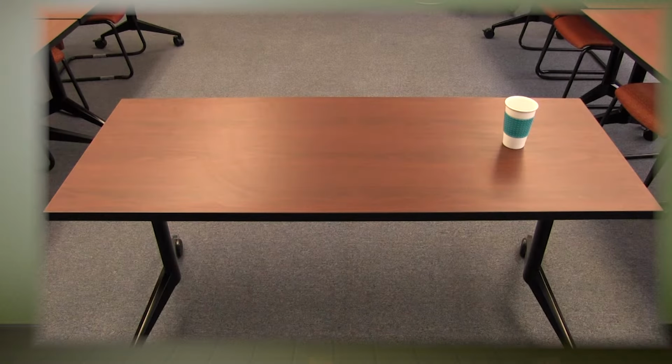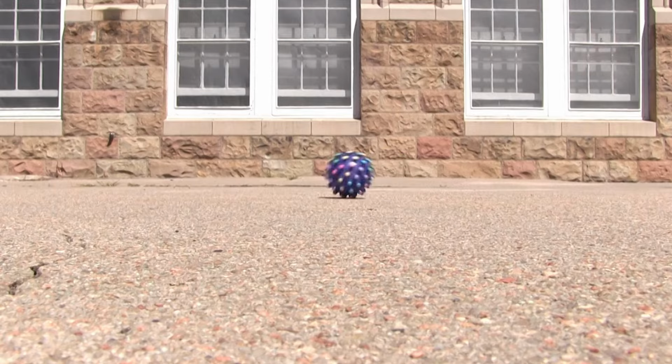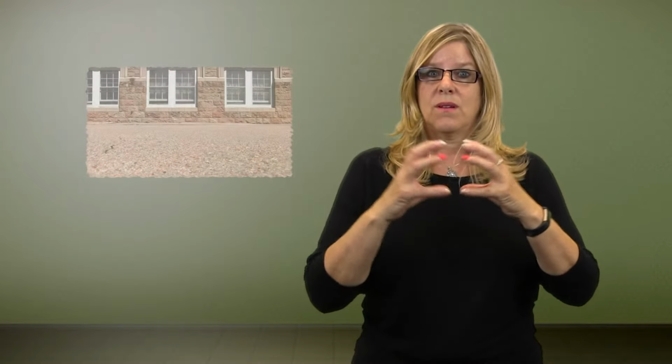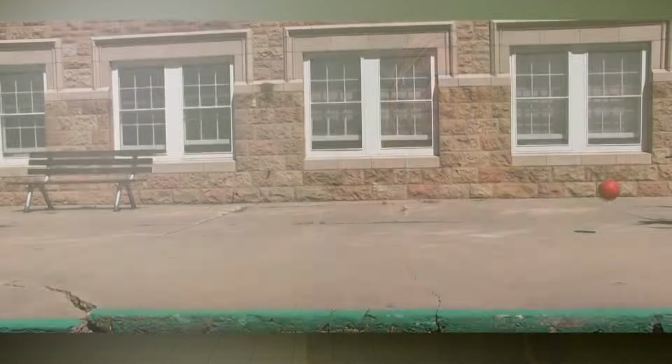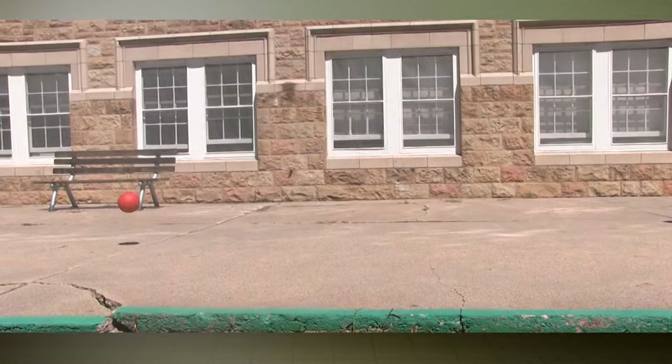The cup is on the right side of the table. Secondly, you can show how objects move. The ball is rolling. The ball is bouncing.